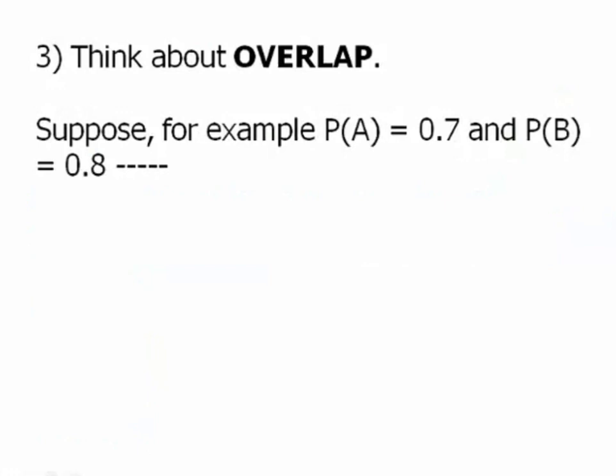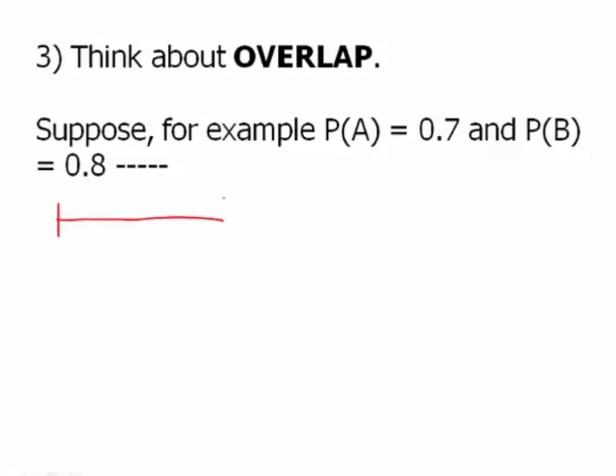Finally, think about overlap. This is a very tricky issue about probability. Suppose, for example, the probability of A is 0.7 and the probability of B is 0.8, and we're asked some question about A and B, or A or B. Notice first of all, if one thing is happening 70% of the time and another is happening 80% of the time, there's absolutely no way that they could be mutually exclusive. There's no way you could have 70% of the time and 80% of the time never touching each other. They're going to have to overlap.